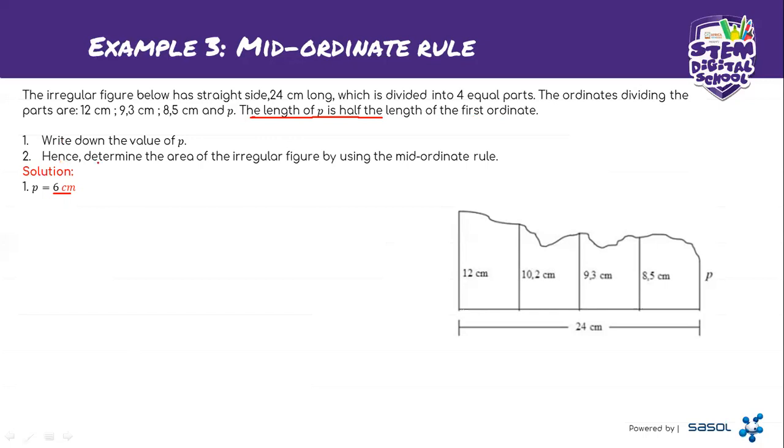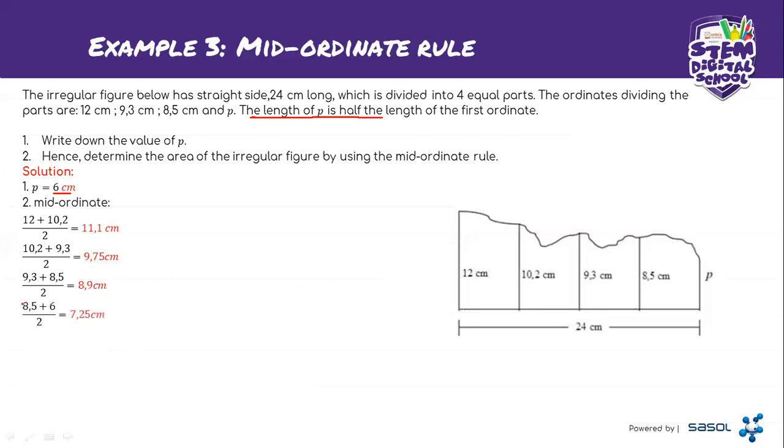The second question says, hence, determine the area of the irregular figure by the mid-ordinate rule. Let us first determine the mid-ordinates. 12 plus 10,2 divided by 2 is 11,1. And then 10,2 plus 9,3 divided by 2 gives us 9,75 centimeter. And then, of course, 9,3 plus 8,5 divided by 2 gives us 8,9.